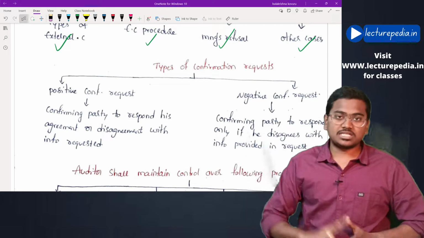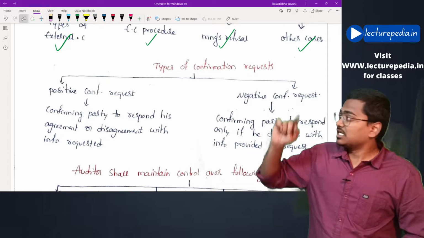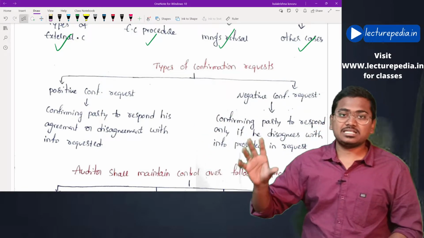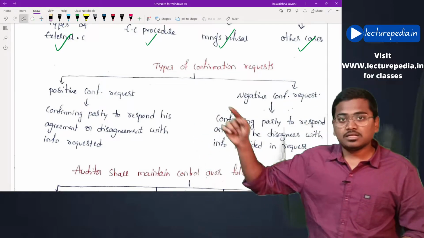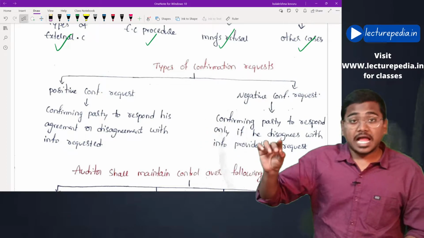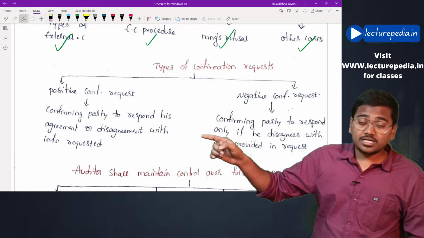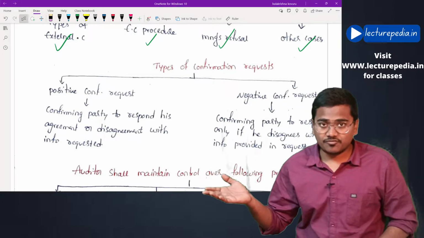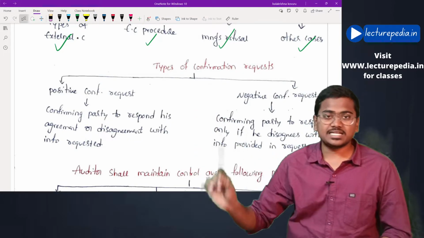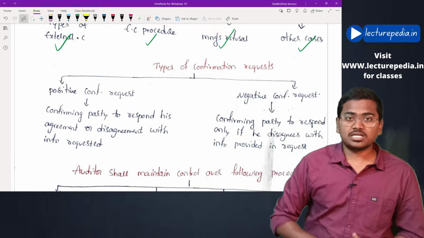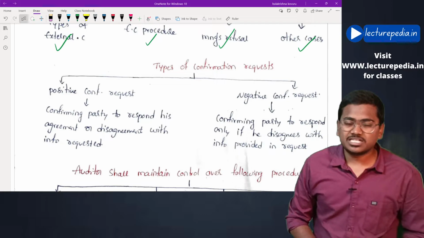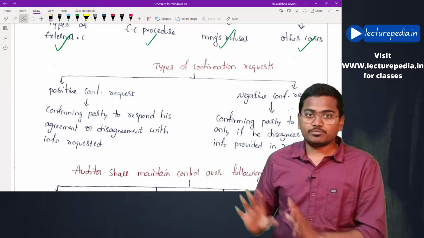What are those both cases? First of all, if the third party agrees with the information that is present in the confirmation, then the third party has to respond. And also, if the third party does not agree with the information that is present in the confirmation, even in that case the third party has to respond. These are the both cases in which the third party has to respond. This type of confirmation request will be known as a positive confirmation request.